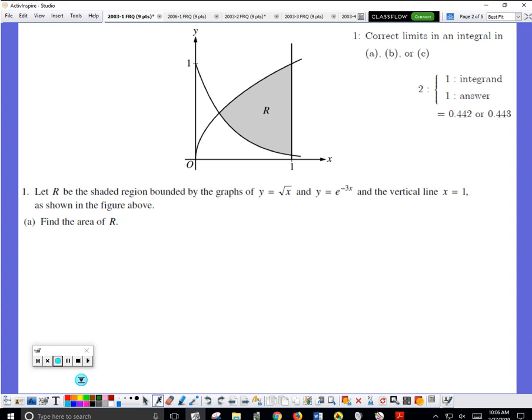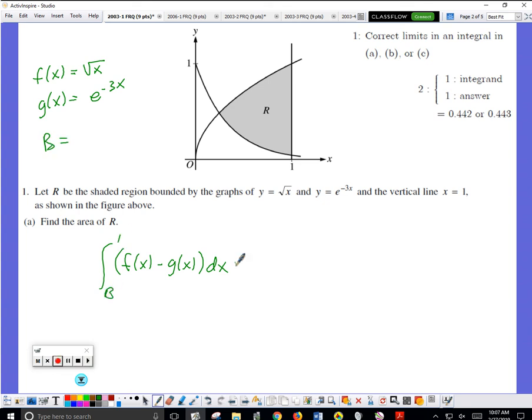You would just make note of this is how we kind of talked about doing it. So I'd say f of x is root x. I'd say g of x is e to the negative 3x. To find area, I just take the top minus the bottom. So that's going to be f of x subtract g. That will compute the length of one rectangle. I multiply that by dx, I get the area of one rectangle. If I integrate from, I'd have to find what b is equal to, so you make sure you find that. Find the correct decimal answer, which turns out to be 0.443. I'd get 3 points for doing that.